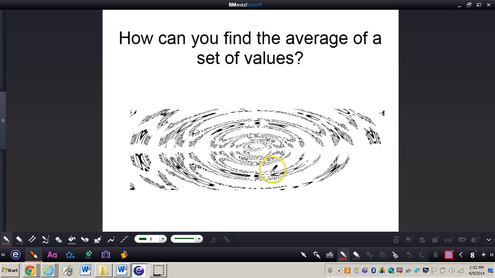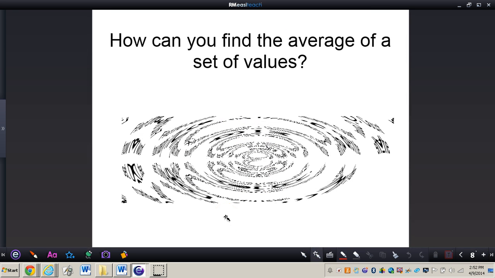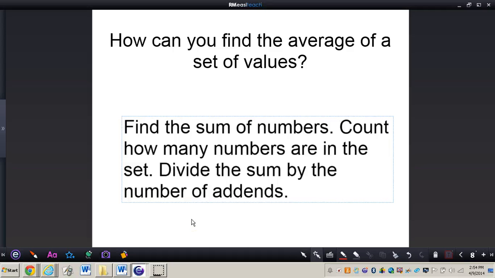Okay, let's take a look at our essential question that we had at the beginning of the video. It says, how can you find the average of a set of values? And we can see that what you do is you find the sum of numbers, count how many numbers are in the set, and then finally divide the sum by the number of add-ins. So this is how you find the average. If you have any questions about this concept, please come and see me.